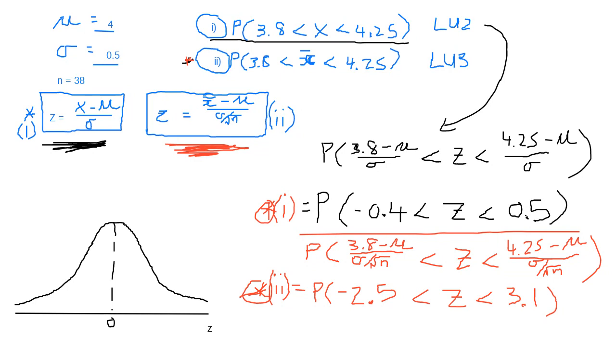Now let's look at the first equation, this one. This one says z in between minus 0.4 and 0.5. So minus 0.4 is on the left of 0, so it's somewhere here. Put a mark here. This is minus 0.4. And then 0.5 is on the right of it, so 0.5 is about here.